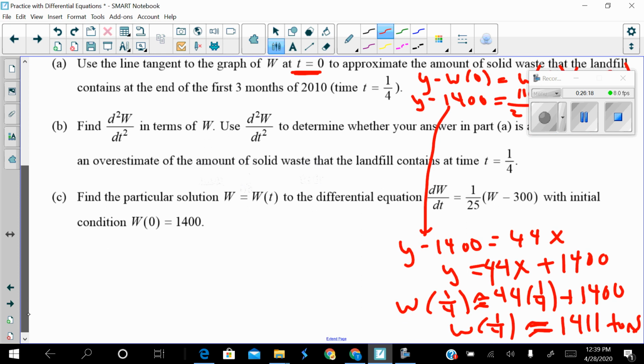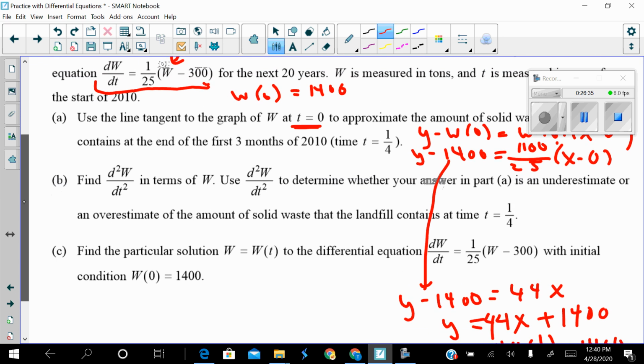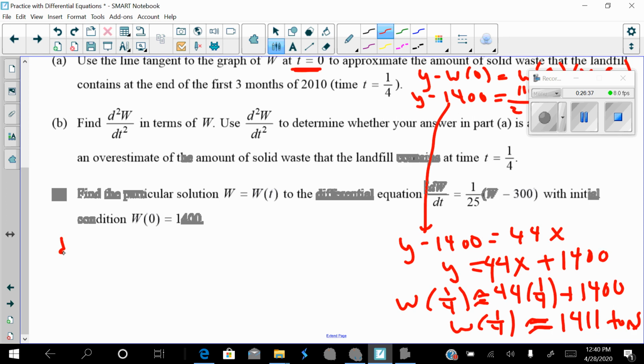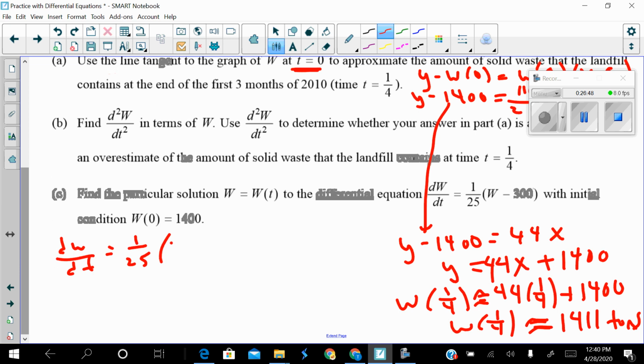Now, part B, find the second derivative in terms of W. Use it to determine whether your tangent line approximation in part A is over or under. Okay, so we know we're going to have to get the second derivative. Let's write down the first derivative. 1/25 times W minus 300.